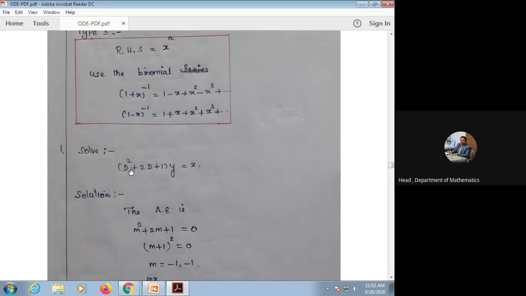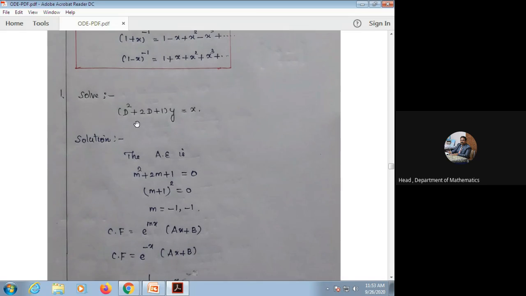So we move on to the problem. Here (D squared plus 2D plus 1) into y equal to x. This is the type 3 problem. So how to find the particular solution by using either one of these formulas. For the complementary function, we know how to find the auxiliary equation, that is m squared plus 2m plus 1 equal to 0. Then we get (m plus 1) whole squared. Here m squared plus 2m plus 1 in the form (m plus 1) whole squared is equal to 0.